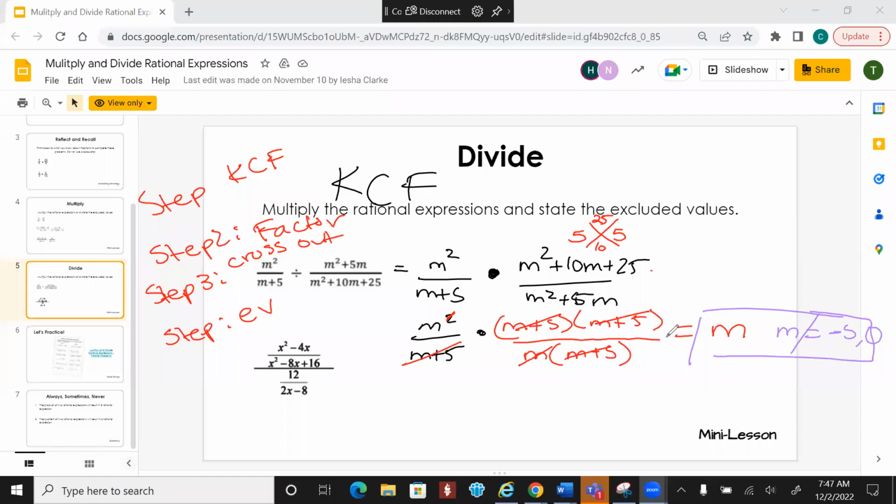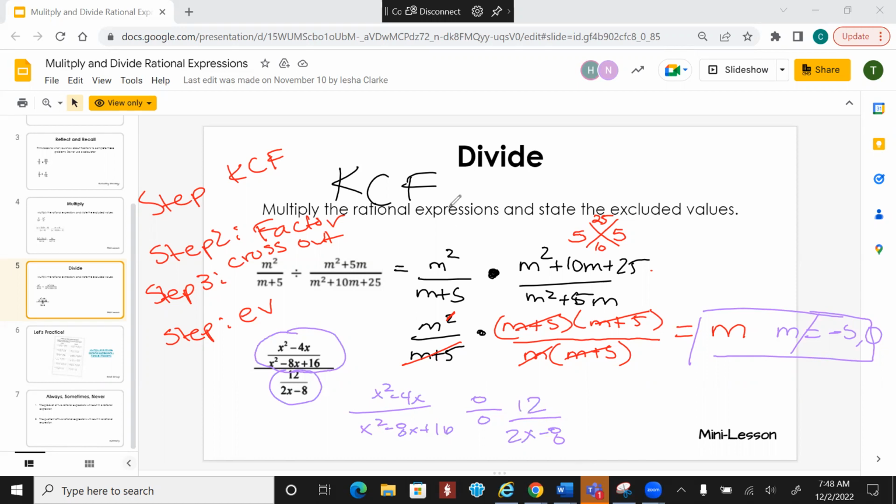Okay. So on this last problem, we have a fraction divided by a fraction. This is just a really complicated way of saying the exact same thing that's going on up here. Okay, so this is saying x squared minus 4x divided by x squared minus 8x plus 16 divided by 12 divided by 2x minus 8. That's all this is saying. Then you do it the exact same way we did it on the last problem. You keep, change, flip, and then factor, and then cross out, and then state your excluded values.